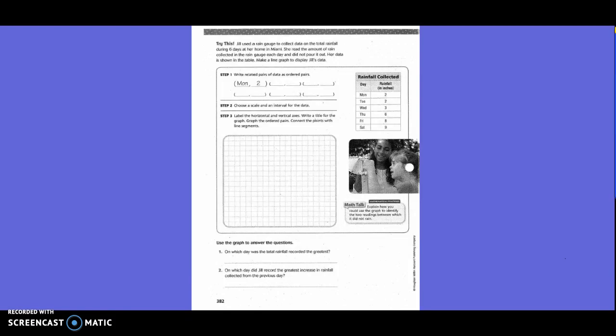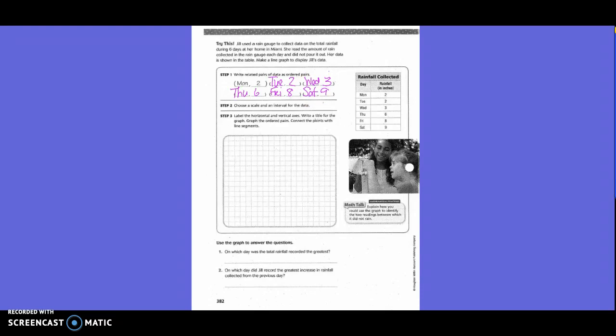Monday was 2. Tuesday was 2. Wednesday was 3. Thursday was 6. Friday was, and then Saturday was 9. So choose a scale and an interval for the data.